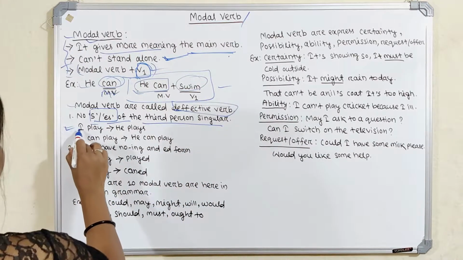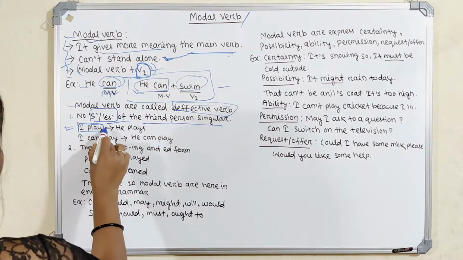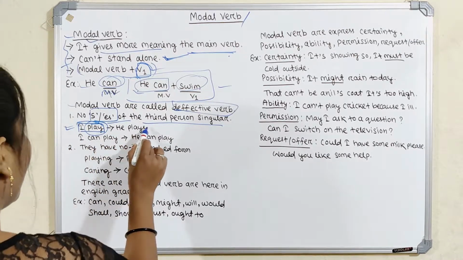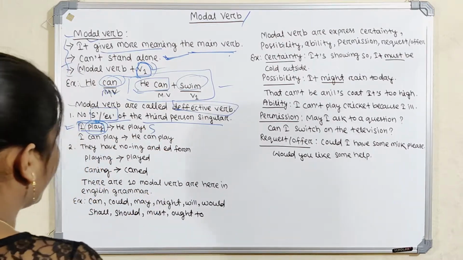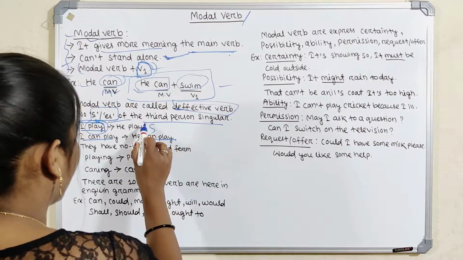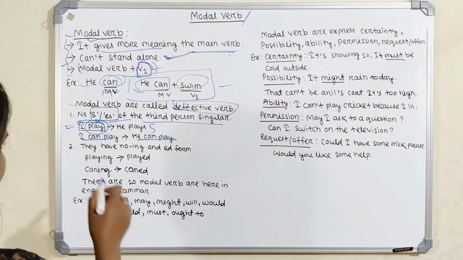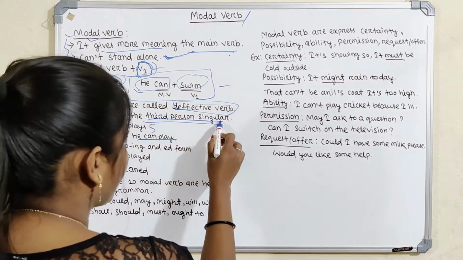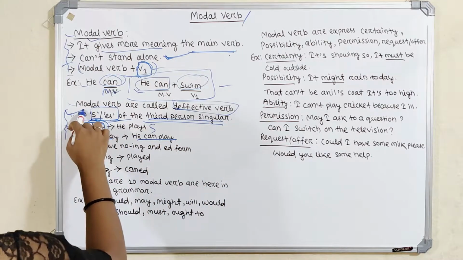Like in this example, I play. Play is the verb here, and we can add s. But with a modal verb, I can play, he can play, we cannot add s or es in this case, because a modal verb does not take the s and es of the third person singular. So it is called a defective verb.